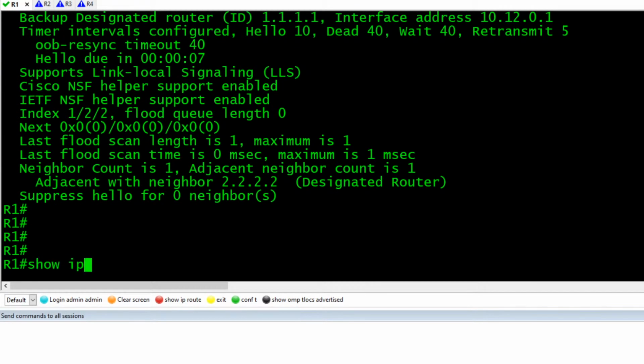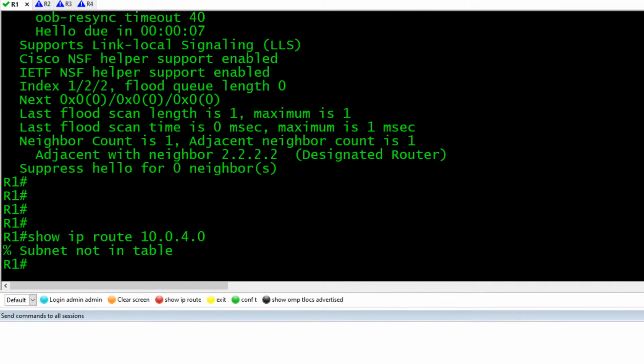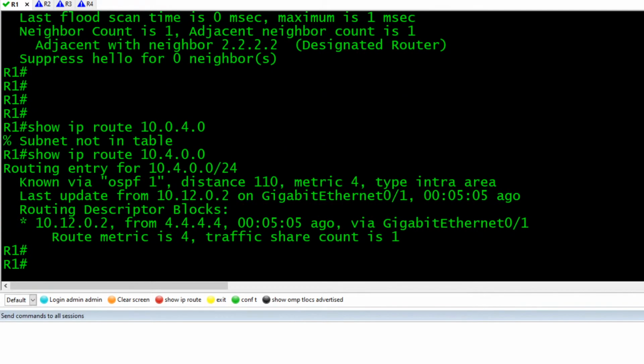So we do a show IP route, and then we just look for the 10.0.4 network. There's a way of showing just that one route. Oh, it's not there. Oh, that's because it's 10.4.0. I was shocked. I think it's there. There we go. So there is the route. The metric it says is 4. Look at that. It says metric.